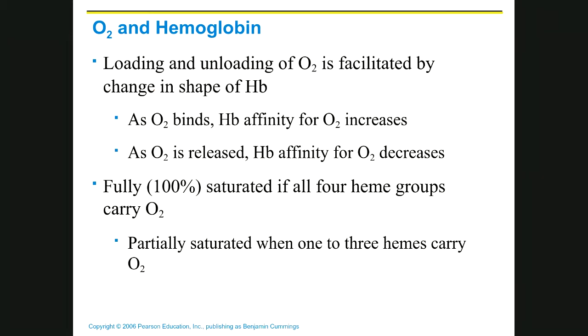So, remember, we can carry 4 oxygens per hemoglobin. That doesn't mean you have to, though. You could carry 1, you could carry 2, you could carry 3. And then, of course, you can carry 4. If you have 4, it's said to be saturated. If it's not, it can be 1, 2, or 3. It's called partially saturated.